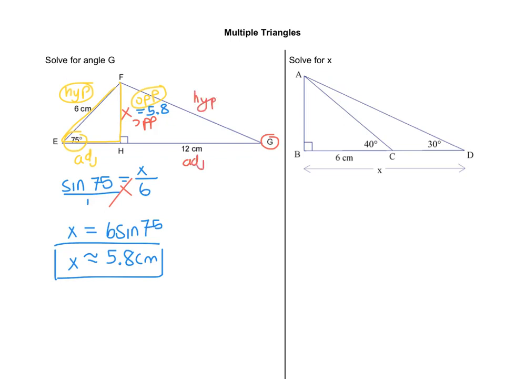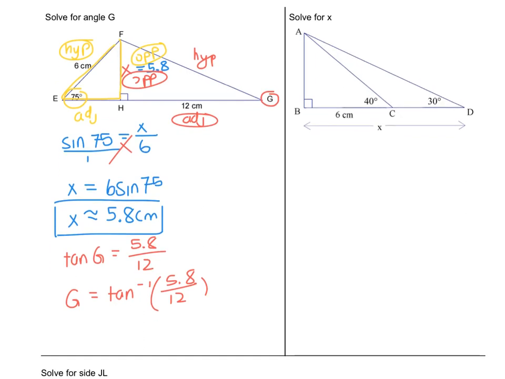And because I'm looking for an angle, I have to use two given sides. So I'm given opposite and adjacent, which means I'm going to use tan. So tan of angle G is equal to my opposite over my adjacent. And anytime you want to solve for an angle, you're going to do the tan inverse, or whatever the trig ratio is. And when I do that, I get approximately 26 degrees for G.